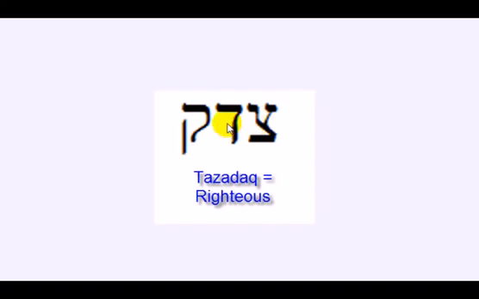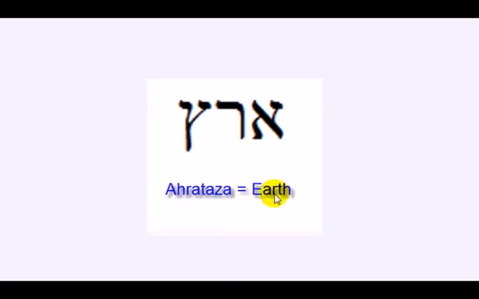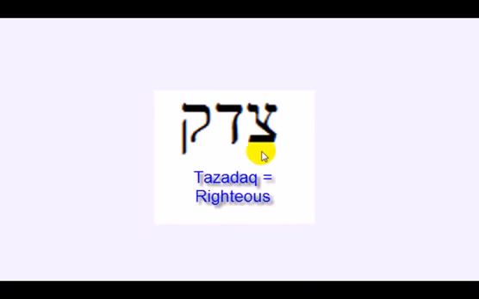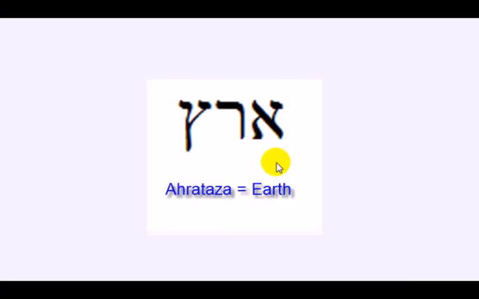But now when the taza is at the end of a word, like in the word arataza, which means earth, you would use the final taza. Taza at the beginning for tazadak, righteous. Taza for the end, like in the word arataza, which means earth. So that's the difference.